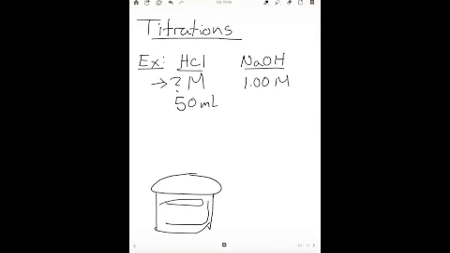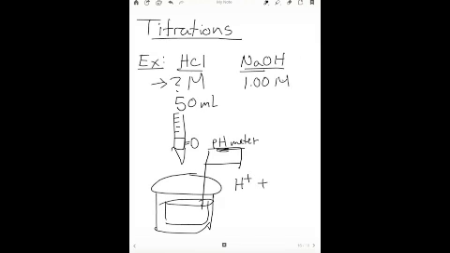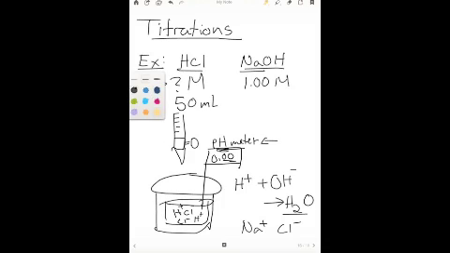and find that concentration. So when hydrochloric acid and sodium hydroxide react, the hydrogen ions and the hydroxide ions make water, leaving our spectator ions, sodium and chloride. So before the titration begins, the pH of the hydrochloric acid solution should be very low because hydrochloric acid is a strong acid. So it would give off a lot of hydrogen ions into solution.